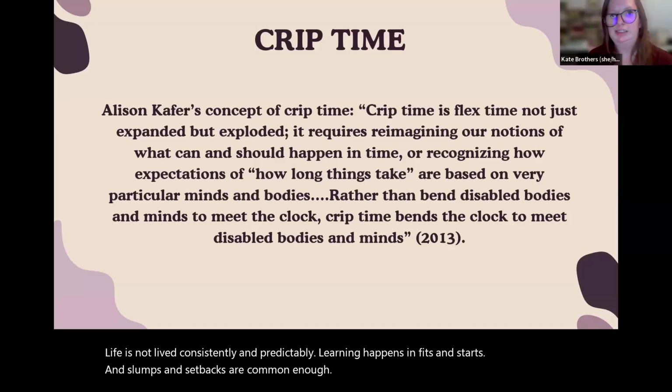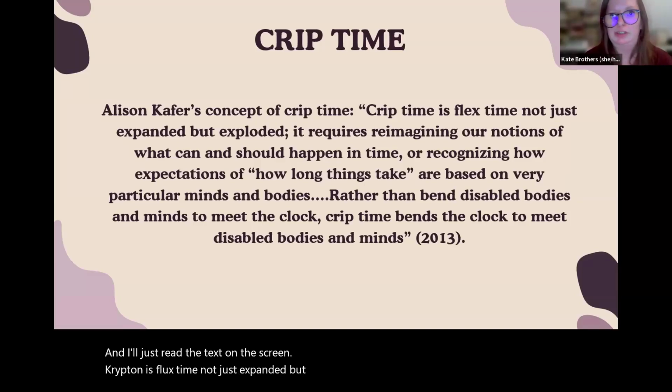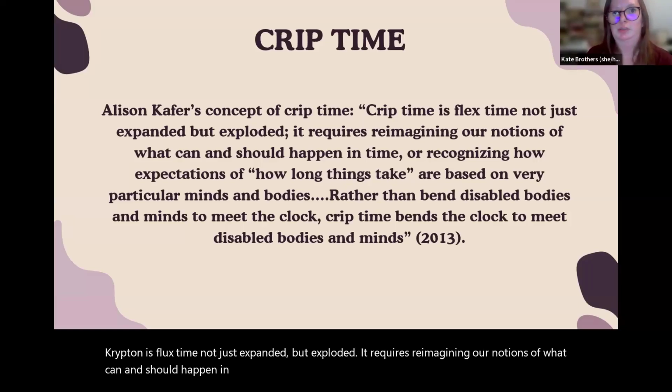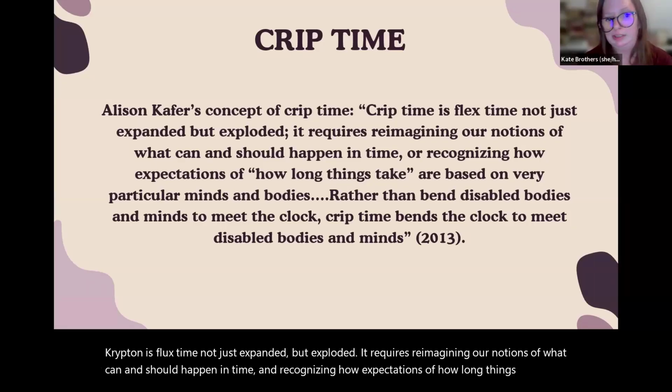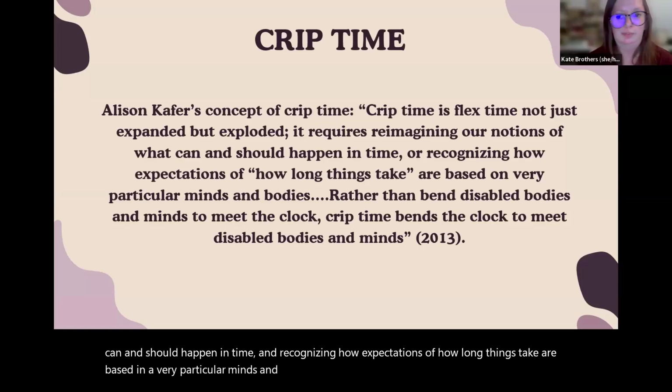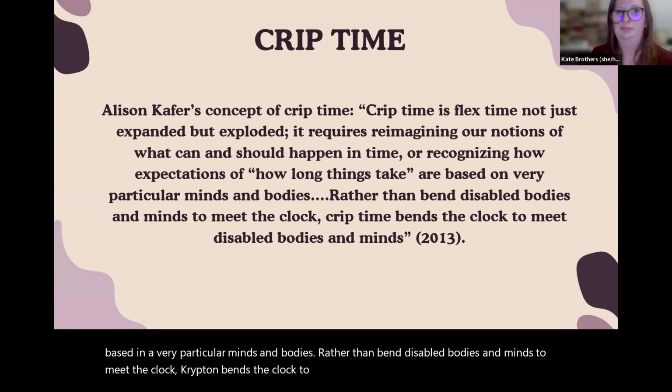Here's a useful place to consider Alison Kafer's concept of crip time. And I'll just read the text on the screen. Crip time is flux time, not just expanded, but exploded. It requires reimagining our notions of what can and should happen in time, and recognizing how expectations of how long things take are based on very particular minds and bodies. Rather than bend disabled bodies and minds to meet the clock, crip time bends the clock to meet disabled minds and bodies.